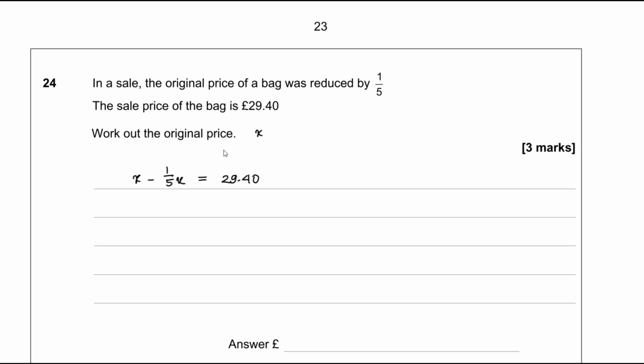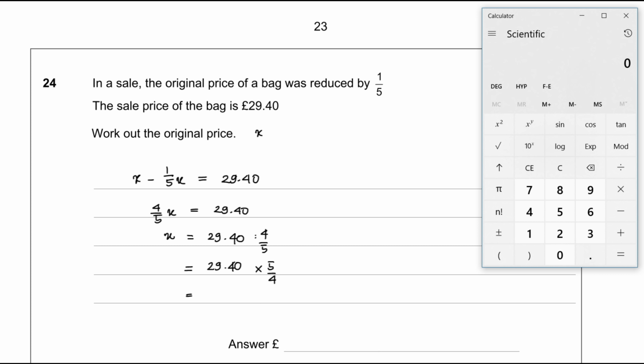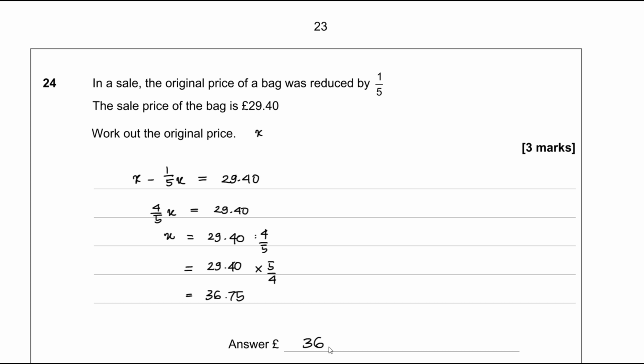29.40. Now we just need to work out this equation. X take away 1/5 of X will be 4/5 of X. And here is still 29.40. So X is equal to 29.40 divided by 4/5. Now, dividing by a fraction is a bit tricky, so instead of dividing by a fraction, I like to multiply by 5/4 instead. So it's 29.40 times 5/4. Now we have to use our calculator again: 29.40 times 5 and divide by 4. It is 36.75. Let's write it down here.